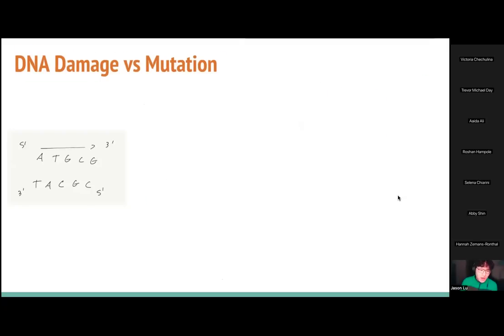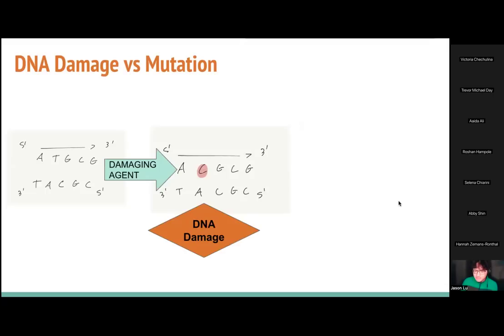All right. So we can start off here with just our normal DNA sequence. You can see we have our 2 strands. And then if we incorporate a DNA damaging agent here, which causes a mutation, as we've highlighted with C, we can see we have DNA damage. This is only on 1 strand. We've only changed something on this top strand here.